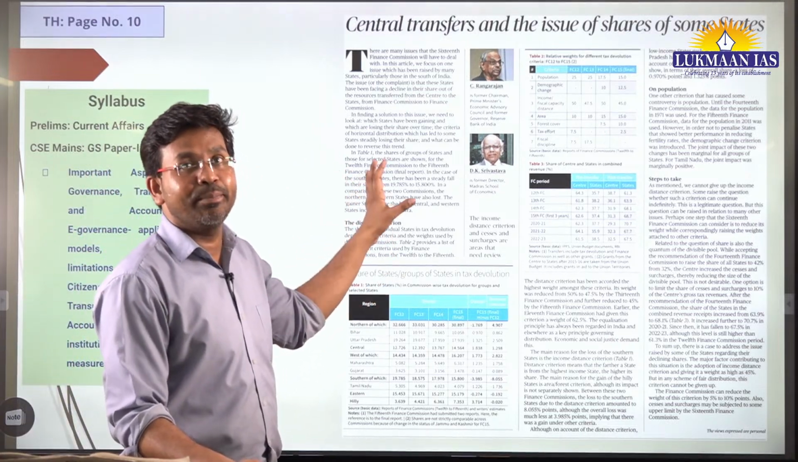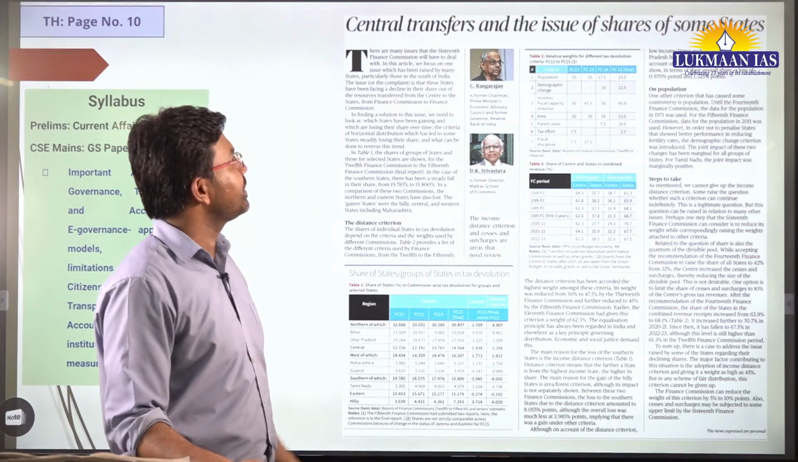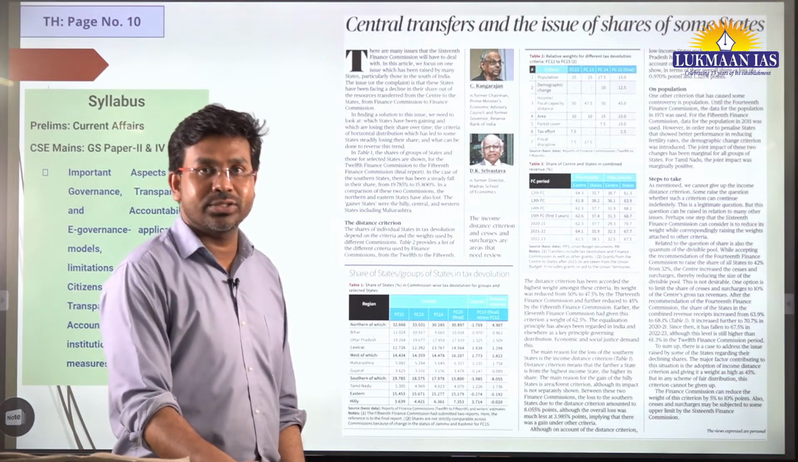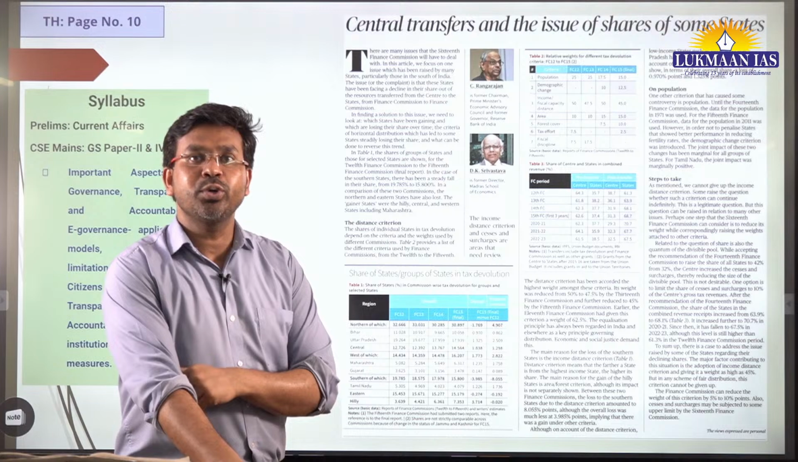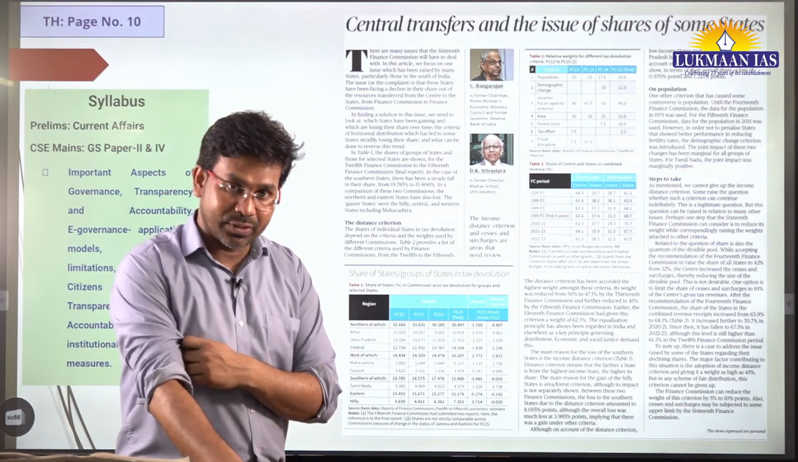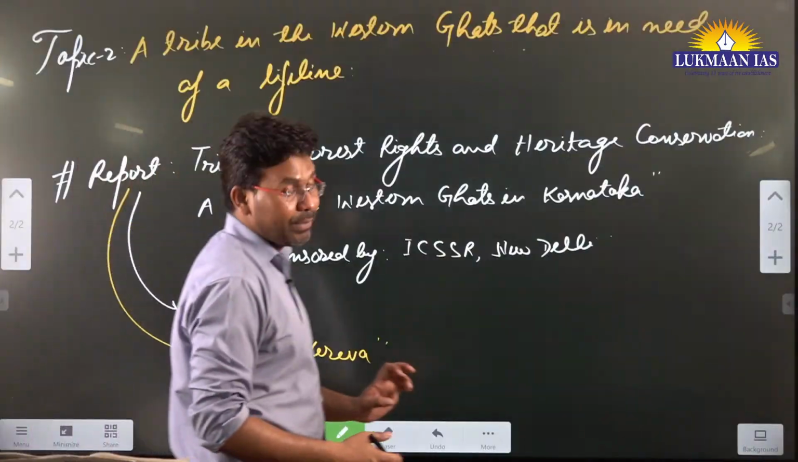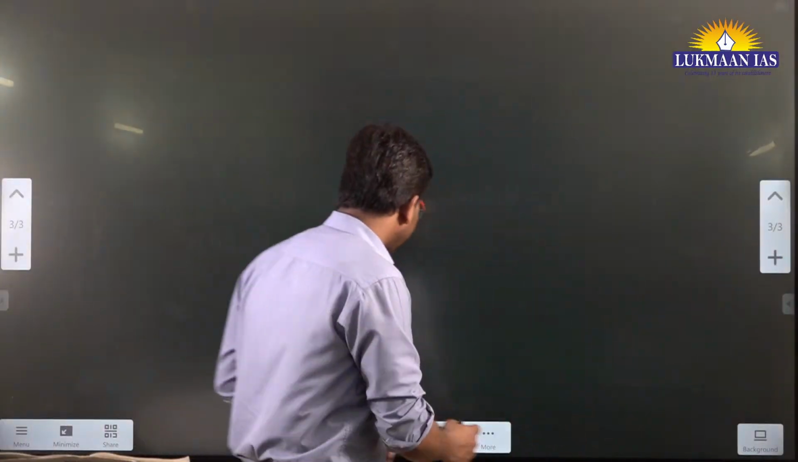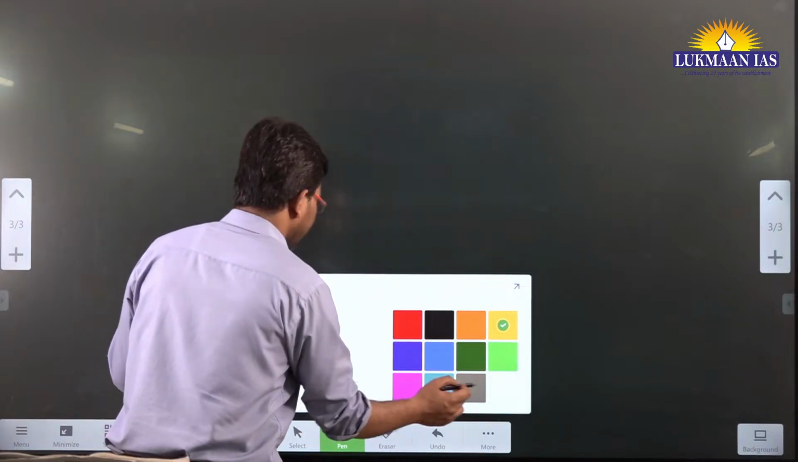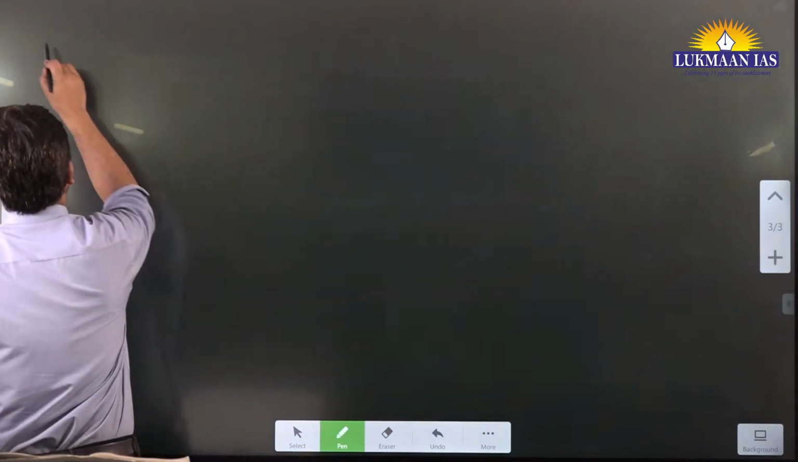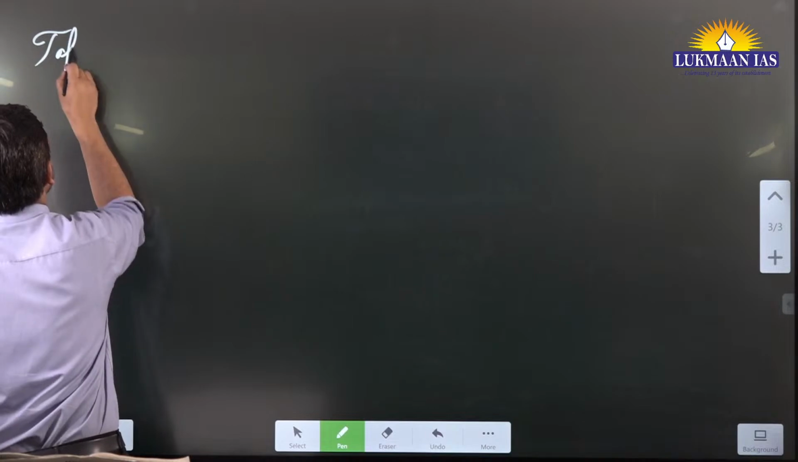This article is again important. It says central transfers and the issue of shares of some states. Okay. So through this article, we are going to discuss the issue of central transfer. What do we mean by central transfer? That we are going to discuss. This topic is very important under Indian polity, the third topic that we are going to discuss now. So this is going to be topic number 3 for us.